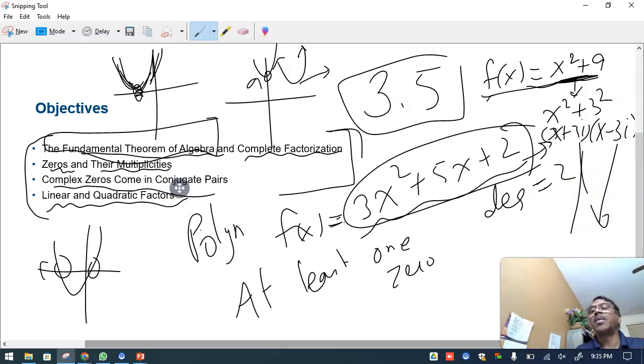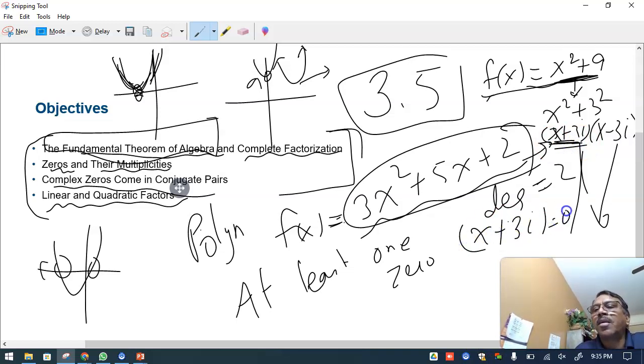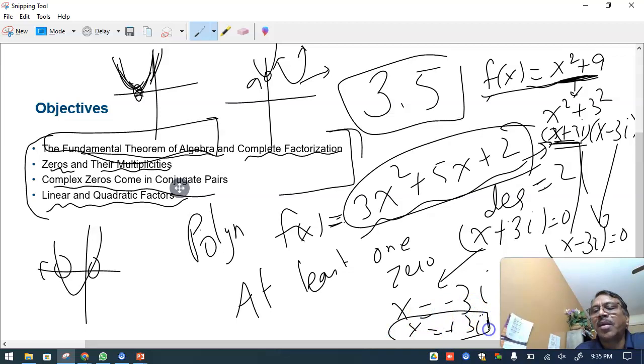The complex zeros come in conjugate pairs. That means, when is this going to be 0? Either x plus 3i is 0, or x minus 3i is 0. When I solve for x, you get x equals minus 3i, and the other one is plus 3i. So the second one is the complex conjugate of the first one. So either it crosses twice, as we have seen, or it touches once, or it never touches, so it has two complex solutions.